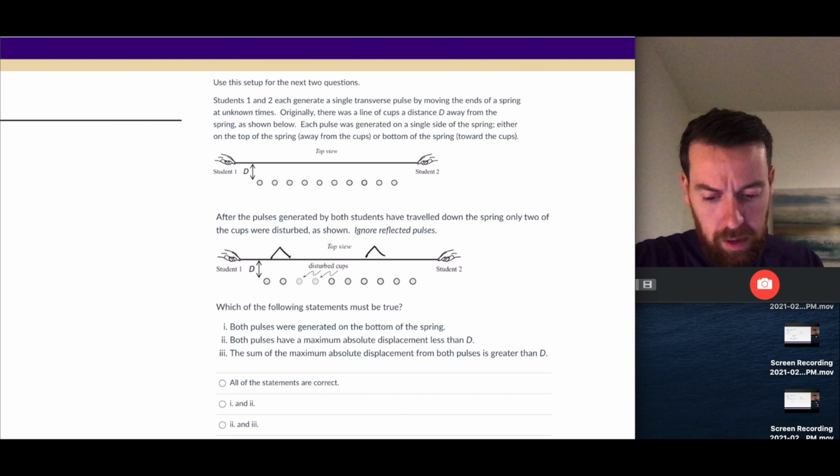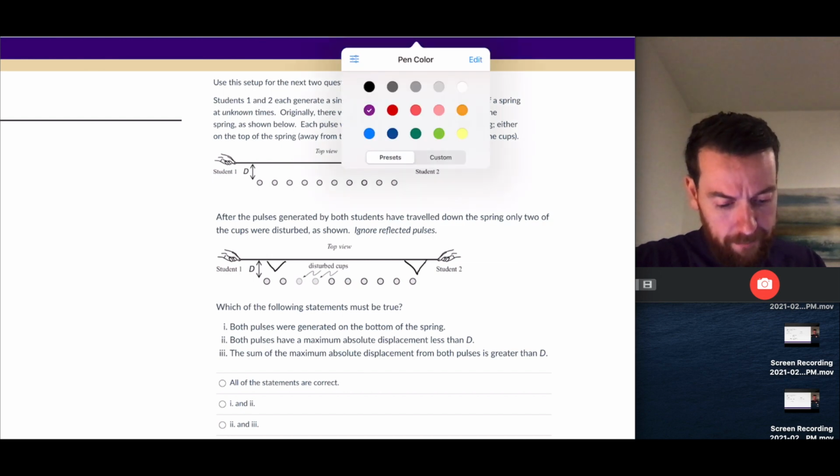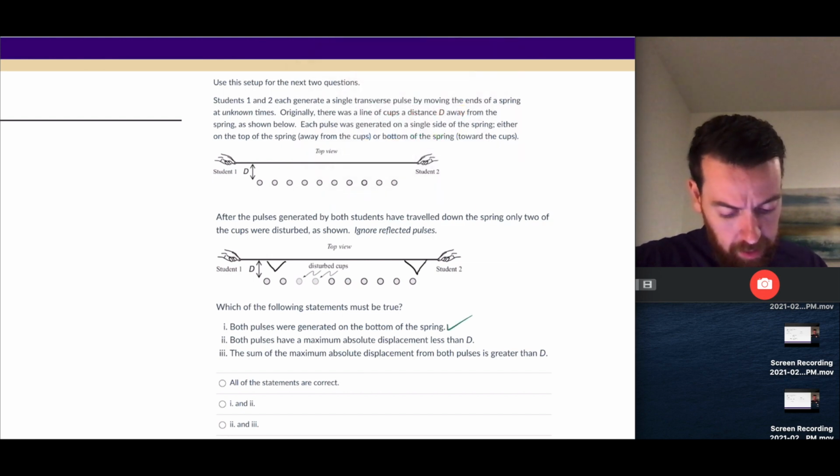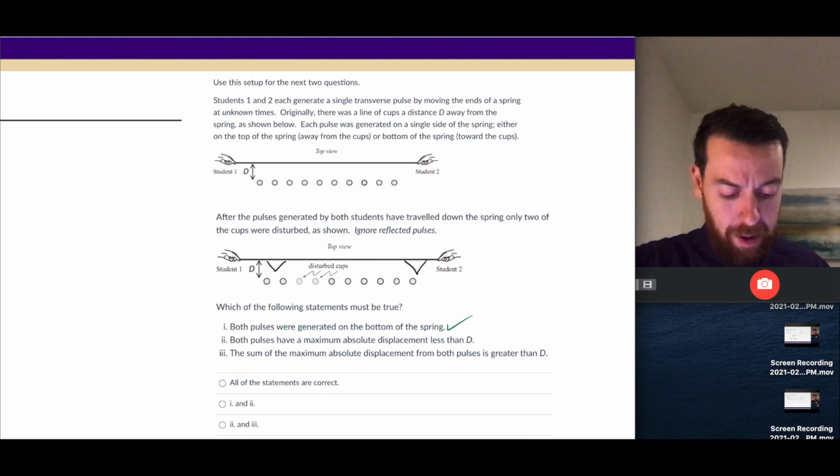So yes, we would have had to have 2 pulses created on the bottom of the spring. So that is a correct statement. Both pulses have a maximum absolute displacement less than d. That's true. If either of the pulses had a maximum displacement greater than d, all cups would be knocked out.